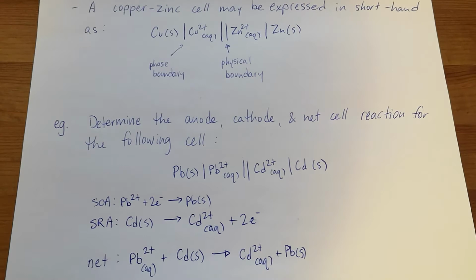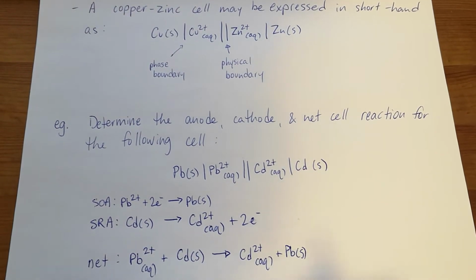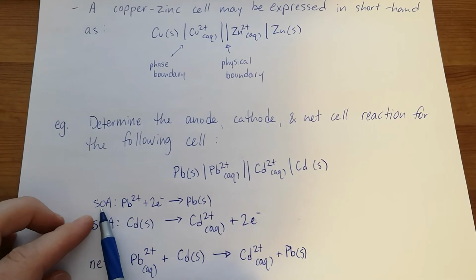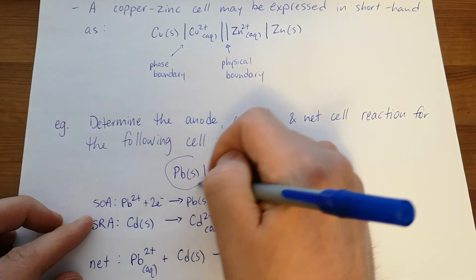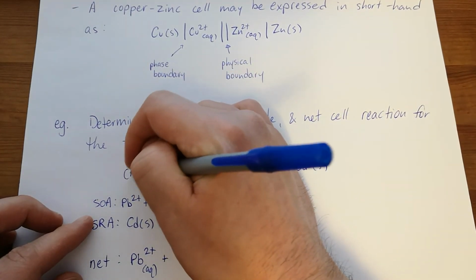Well, I hope you remember my story of going to the farm and seeing the red cat and an ox. The SOA, that gets reduced, gaining electrons, that's reduction. So that occurs at the cathode. The cathode is the solid, so lead is the cathode.